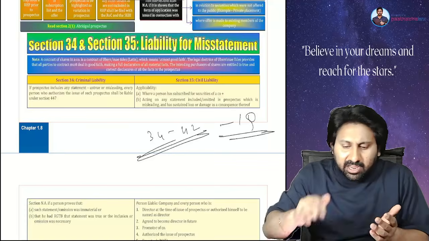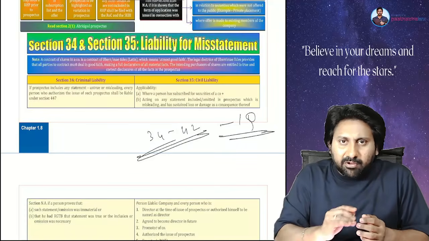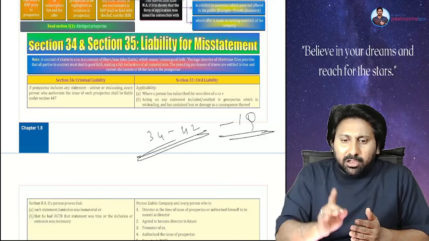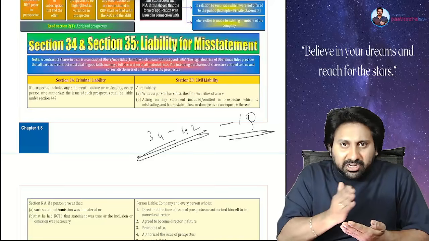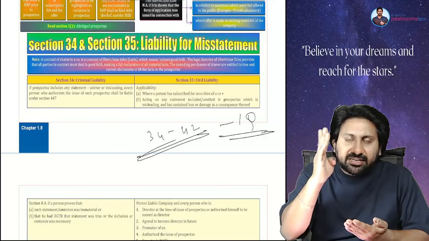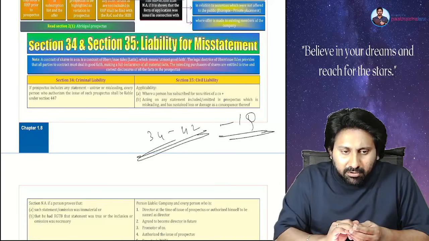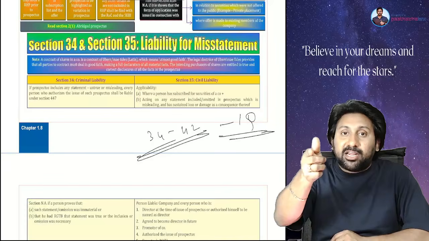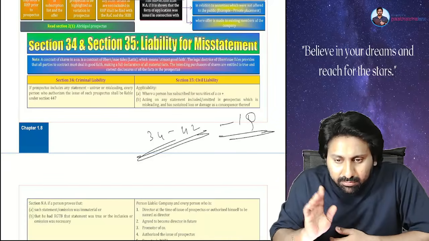Most of the people I am seeing here are from our direct classroom students only. So we already read the Bare Act and completed it. The work you have to do is go through that fast: 34, 35, 36, 37, 38. Once you complete that 10% knowledge, the balance 90% I will cover now.